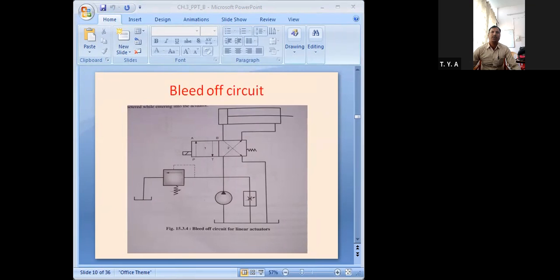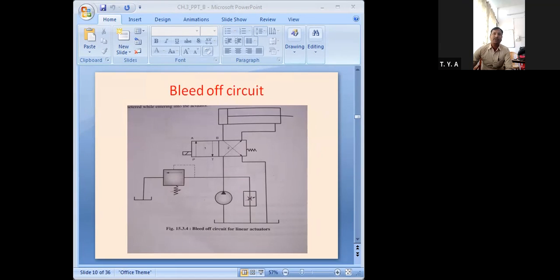Now you can see here, this is a schematic circuit diagram of a bleed off circuit. Okay, so you can see here, this circuit is for the bleed off circuit for a linear actuator. Okay, so again this is a 4x2 direction control valve, used here. Here we have the flow control and pressure relief valve.